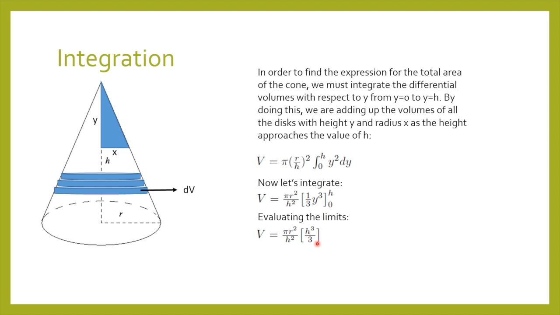Now, as you can see here, the h squareds both cancel, so we are left with the equation for the volume of a cone, which is 1/3 pi r squared times the height. And there you have it, the derivation of the formula for the volume of a cone.